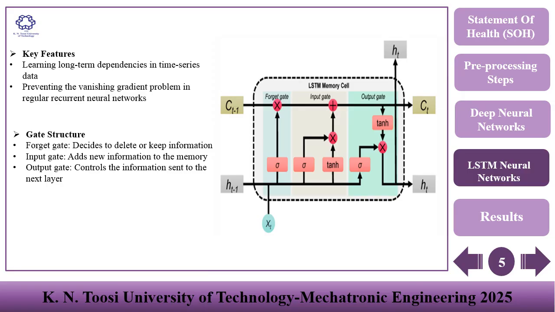This is where long short-term memory networks, or LSTMs, excel. There are two key features, as listed here, that make them so powerful for our task. First, they are specifically designed for learning long-term dependencies in sequential data like ours. Think of it like remembering the beginning of a sentence to understand its end. For a battery, it's about connecting subtle early signs of degradation to a much later loss in capacity.